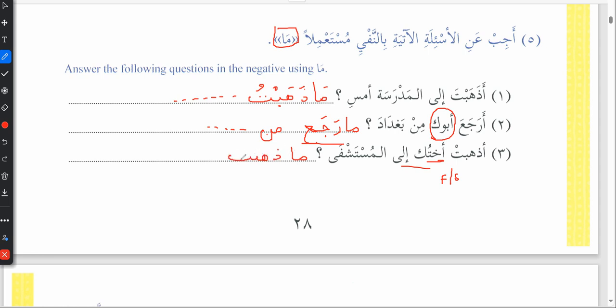إلى المستشفى. So you're going to answer as ما ذهبت أختي. ما ذهبت أختي. Because you're saying about your sister. So ya mutakallim will be added. ما ذهبت أختي إلى المستشفى.